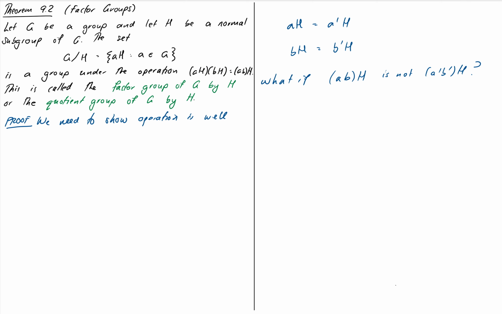Alright, so what we have to do is verify that it doesn't matter which choice of coset representative we have, that our operation is going to give us the same resulting coset no matter what. So we need to show our operation is well defined, i.e. that our mapping from two copies of our quotient group, that's our AH and our BH, into our quotient group is a function.